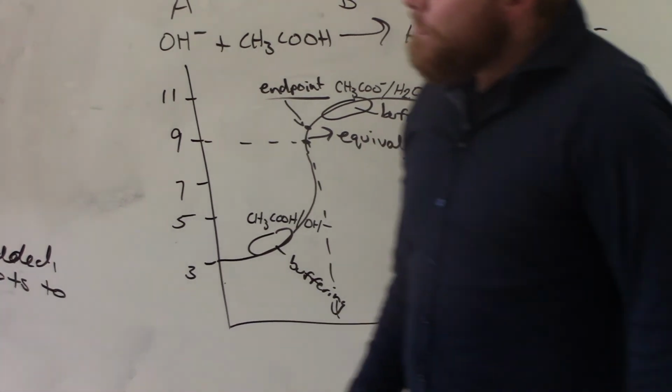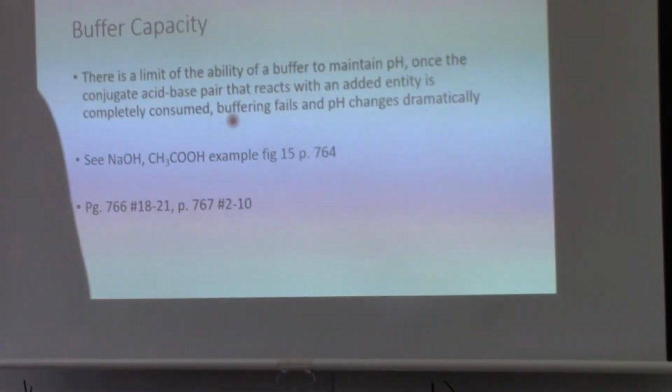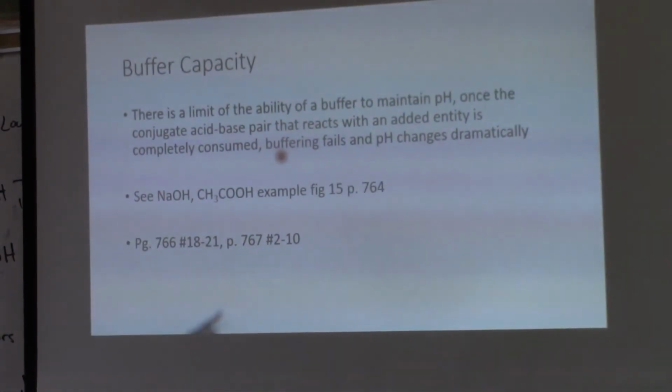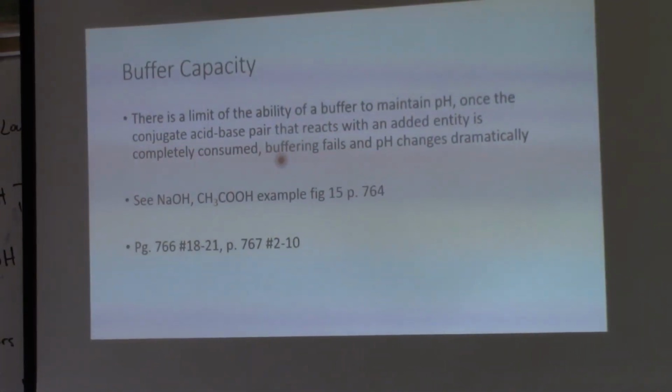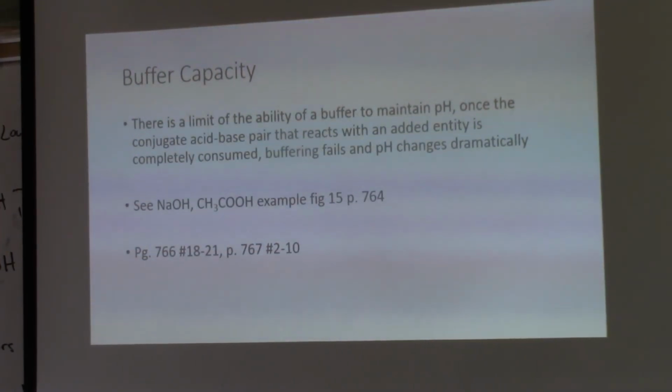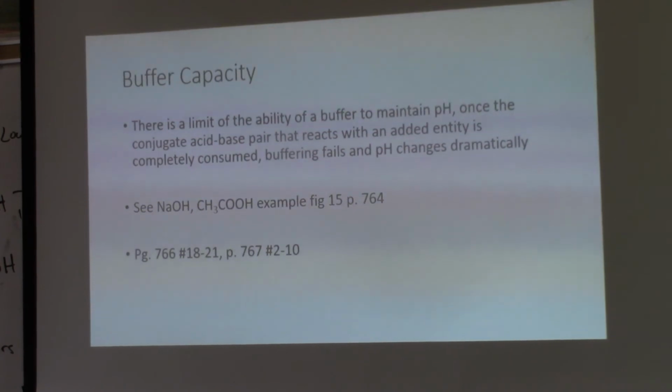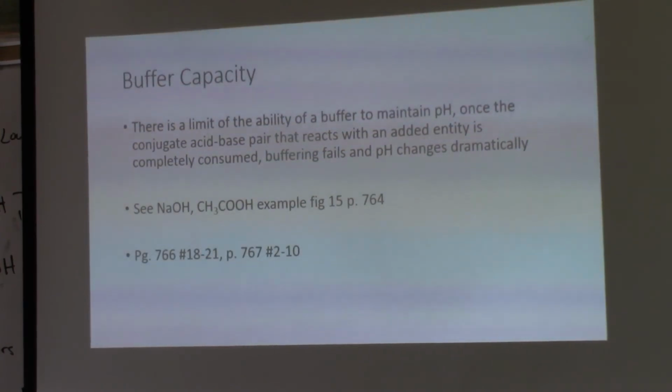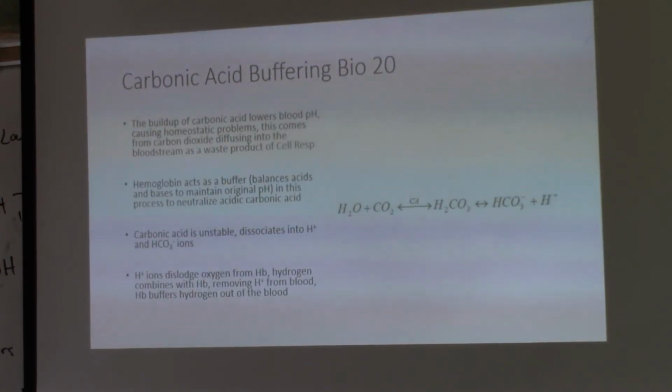Okay? So you need to be able to figure out where the buffering regions are, and where equivalence is at is where the buffering is overcome. So I'm going to go back to Bio 20 here now and show you a biological system that uses this. So this is carbonic acid buffering.